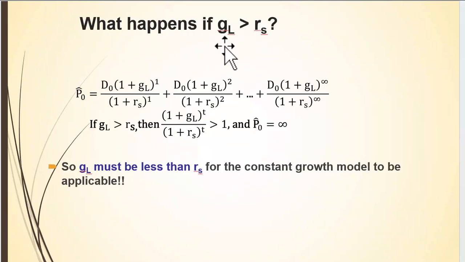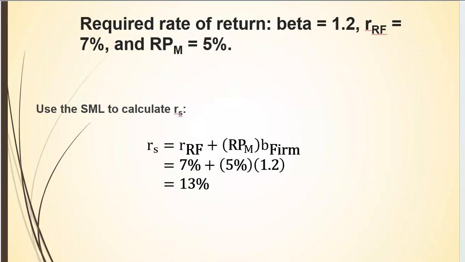So again, what happens if it's greater than that? Without getting into too much detail, it gives us a position where you just can't calculate the number. The value would be infinity, which of course we can't have. So it has to be less than that required return so that we can use this model. Does that mean that the growth rate of dividends will never be greater than the required return on the stock? Absolutely not. It just means that if it is, this model won't work.